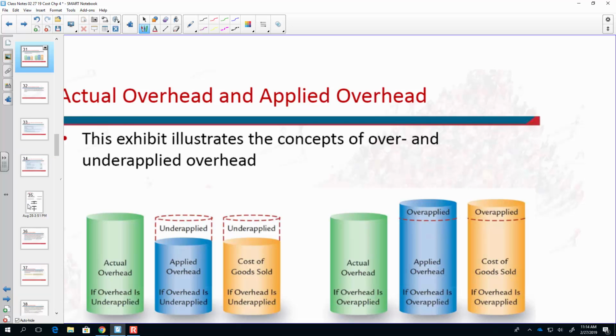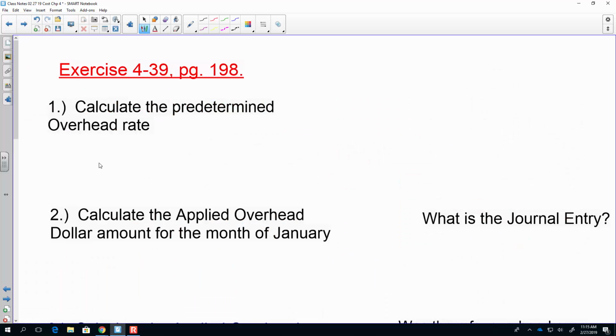Go to problem 39 in your packet, please. Is that the next one? Yes, looks like it. Page 2, guys. We'll do step 1 and step 2, and make a journal entry. That's always fun. It's on page 198 of our book.